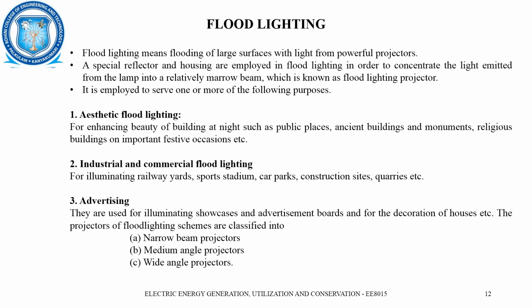Next, industrial and commercial flood lighting is used for illuminating railway yards, sports stadiums, car parks, construction sites, quarries, cement factories, etc. And for advertising, they are used for illuminating showcases and advertisement boards, and for the decoration of houses, etc. These flood lighting schemes are classified as narrow beam projectors, medium angle projectors, and wide angle projectors. So these are all about the types of lighting present.